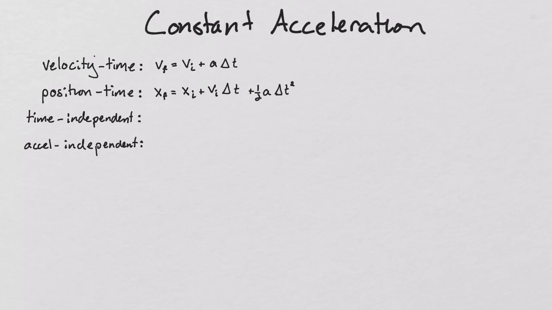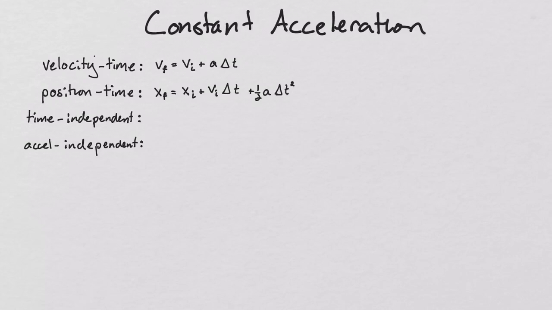In this video, we will derive two new constant acceleration equations of motion. We already know the velocity time and position time equations as shown. However, we can combine these to get rid of either the time, delta t, or the acceleration a, and get two new equations of motion that can be useful in solving problems that would otherwise take multiple steps.